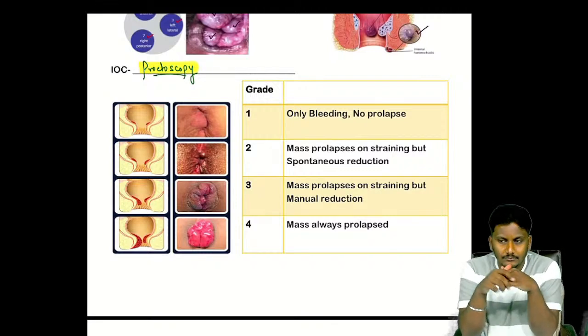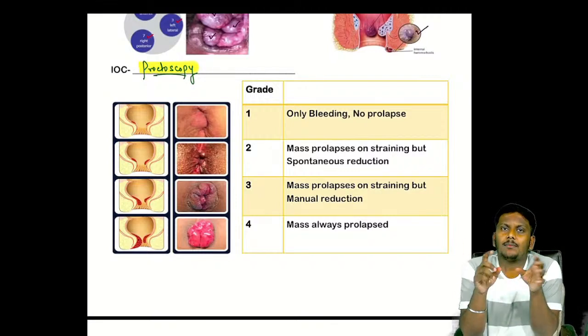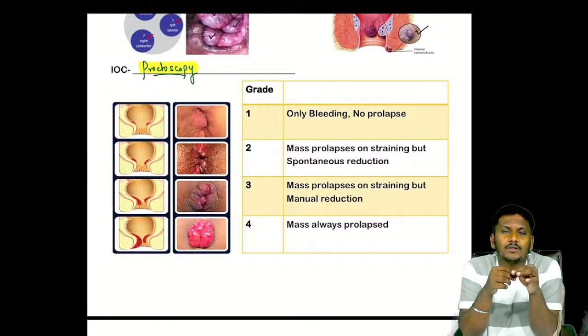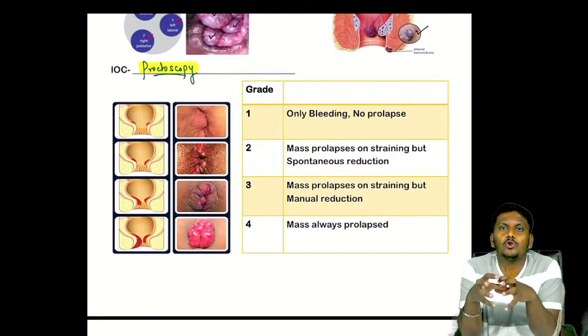That is Grade 2. Grade 3, he says, Doctor, I am having bleeding. A mass also comes outside whenever I strain. But once that mass comes outside, it does not go back on its own.